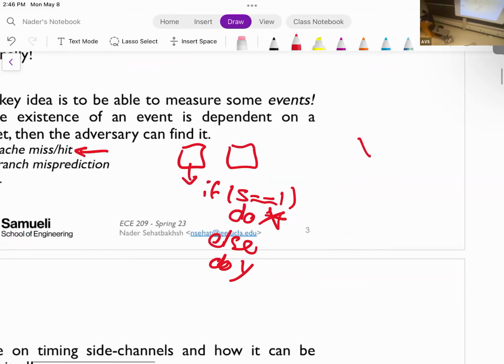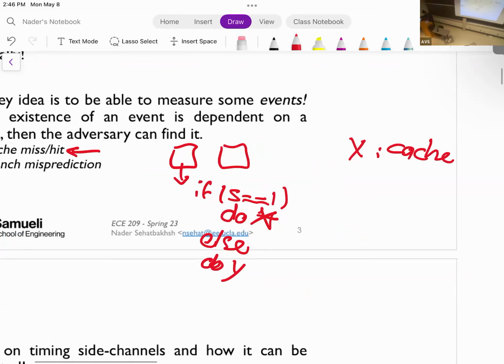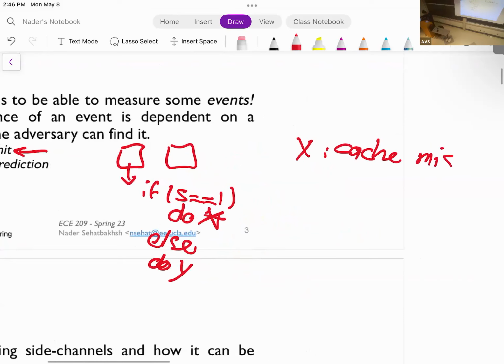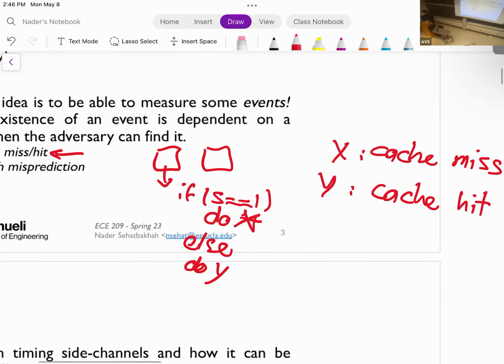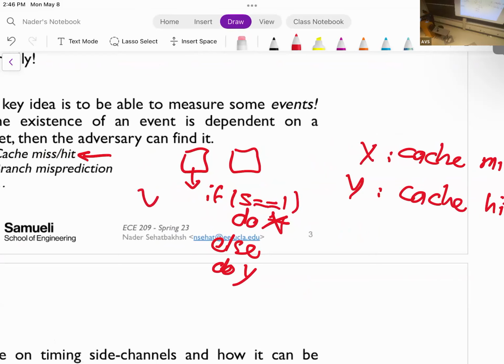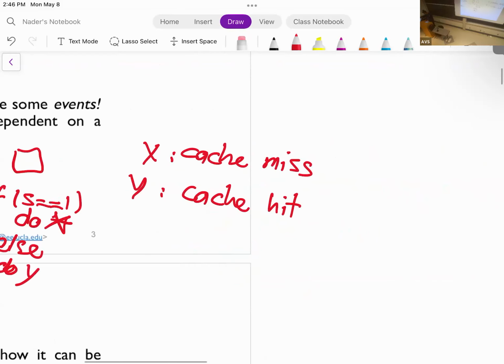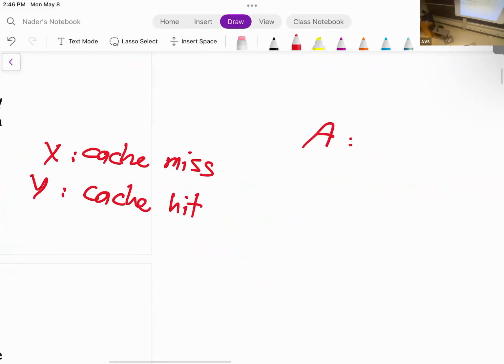And now let's say, for example, if I do x, there will be a cache miss, because I, for example, read memory. But if I do y, there will be a cache hit. So what does this tell you? It tells you that this is basically the victim application. So on the adversary side, all I need to do is measure the cache miss hit pattern, okay?